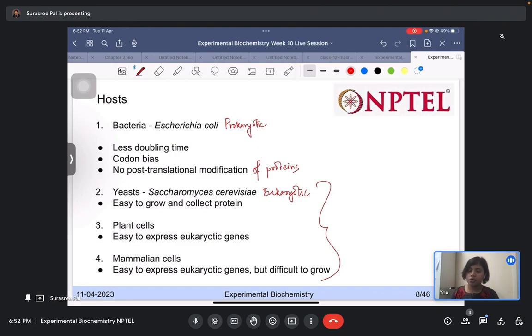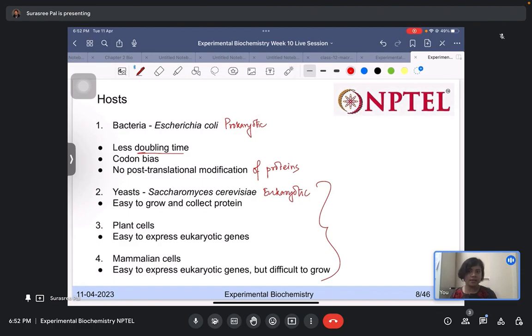But the advantage of using a prokaryotic system is that it has a very short doubling time. We know the doubling time of bacteria is approximately 20 minutes. So in 20 minutes, one generation is completed. So of course, if we want to produce a particular protein in bacteria, then it will be produced very quickly.